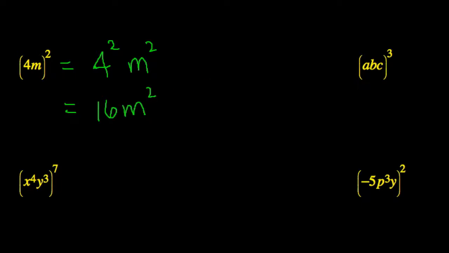I'm going to highlight the error that a lot of students make. They will give that exponent of 2 to the m, but not to the 4, and they will say that it's equal to 4m squared. And so they ignore the 4. That is totally incorrect, but it is a very common error that students will make.